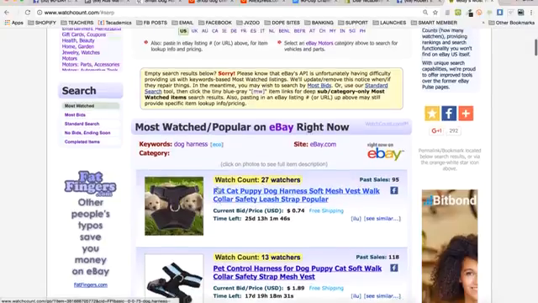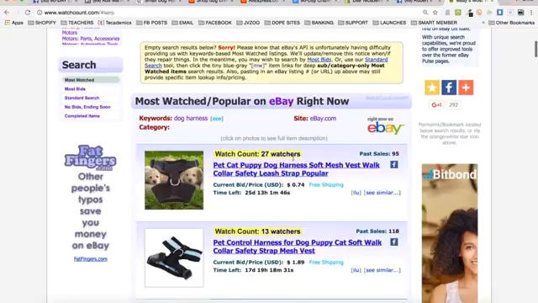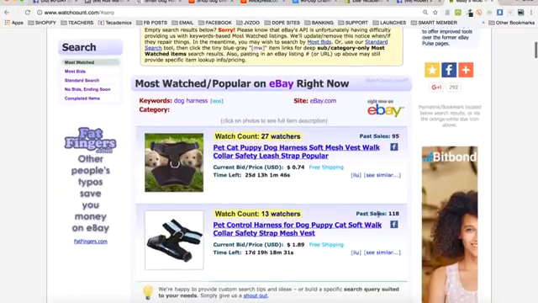Right away we see that for these products, there are 95 sales versus 27 watches. There are 118 sales versus 13 watchers. And that's exactly what you're looking for. That tells you two things. One, it tells us that dog harnesses are kind of in demand. People are buying these. These are different types of dog harnesses, it looks like, or actually they might be the same one, just different colors. But that doesn't really matter.